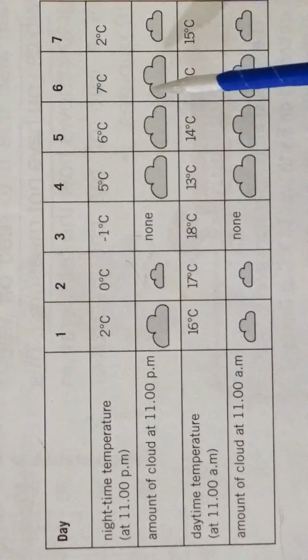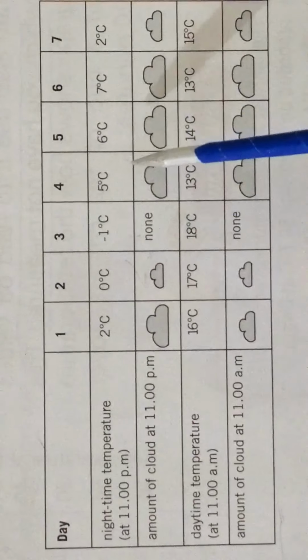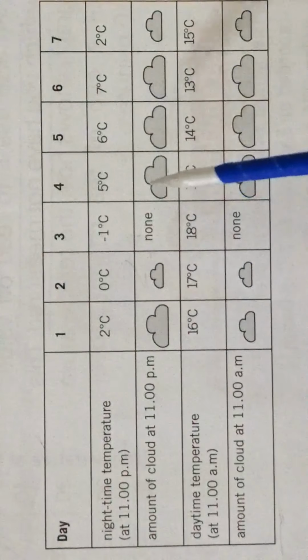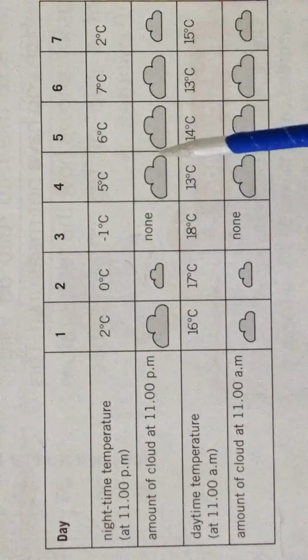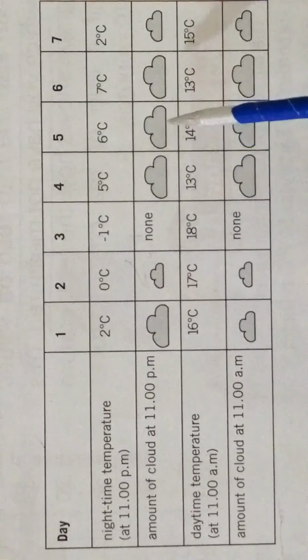So, we can say, अगर टेम्परेचर बढ़ रहा है नाइट यानी रात के वक्त, तो उसके लिहाज से अमाउंट ऑफ क्लाउड भी बढ़ेगा. So, this is the relationship of your night time temperature with amount of cloud.